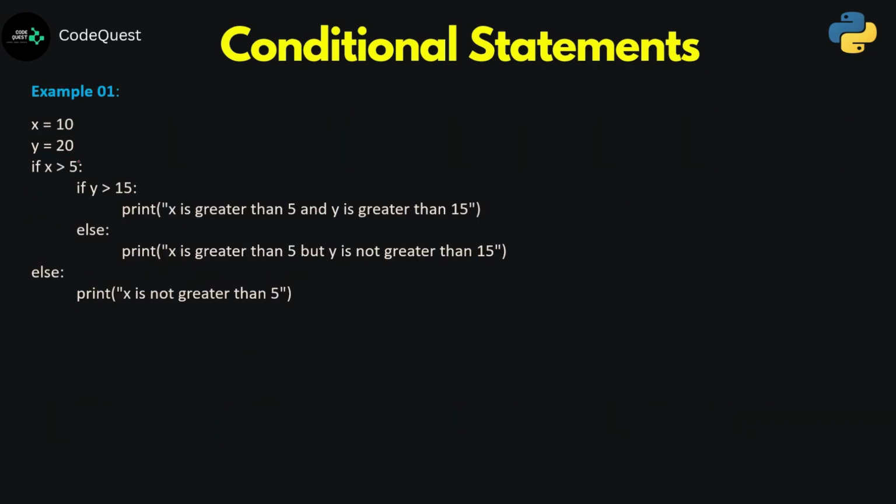If you look into this example, we have taken 2 variables, x as 10 and y as 20. Here condition 1 is x greater than 5. Because x is holding 10, 10 greater than 5 is true. Hence we will enter the inner if condition. Now y greater than 15. y is 20, and 20 greater than 15 is also true, which means code 1 will be executed, where I am going to get the output: x is greater than 5 and y is greater than 15.